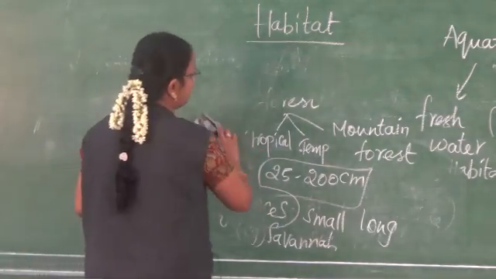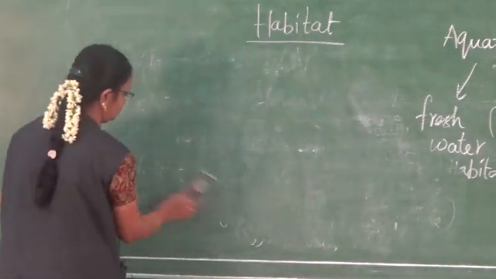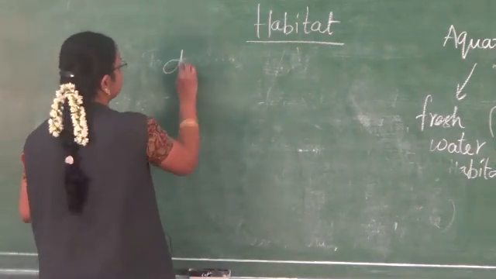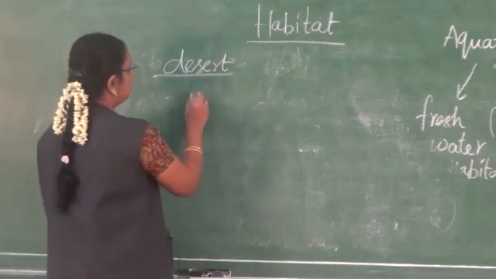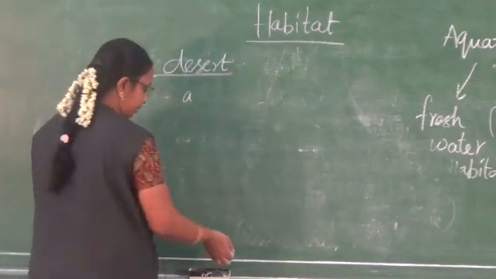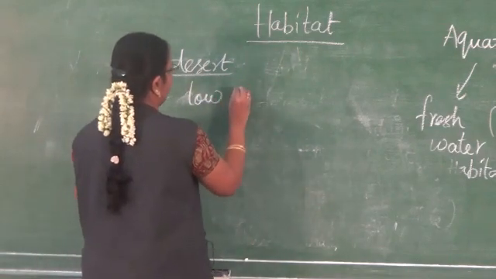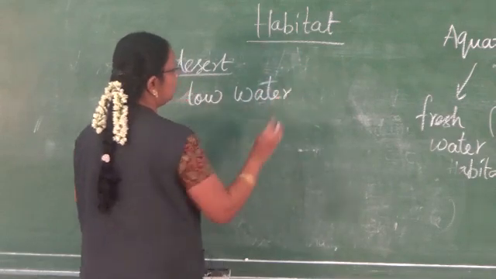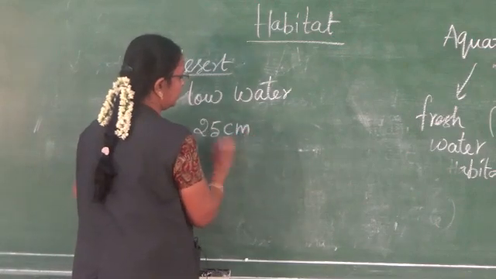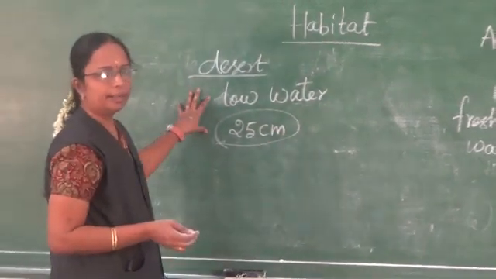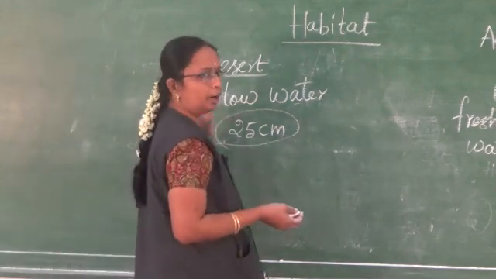Next we move on to desert. Here only a low amount of water is there, there is scarcity. Very little water is found in the desert, and they do not get much rainfall. The rainfall is 25 centimeters annually. There is no water found in the desert, so the plants show some modifications.